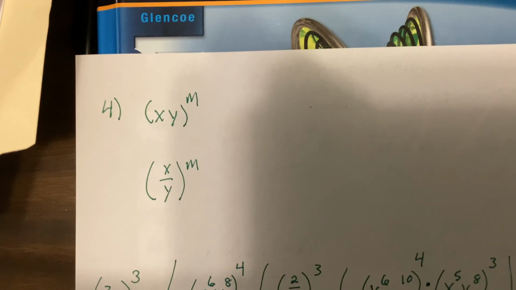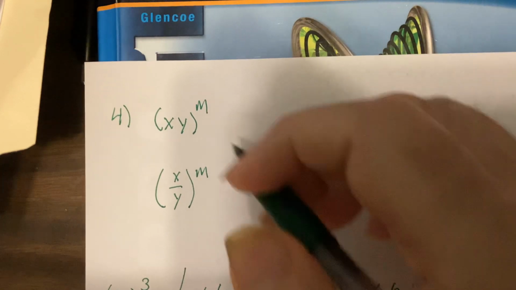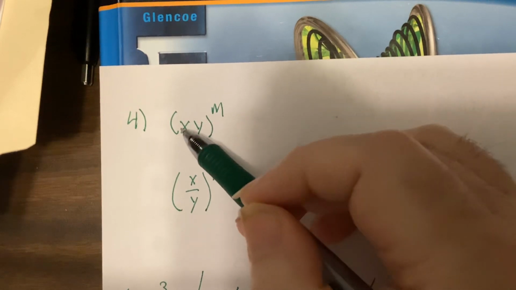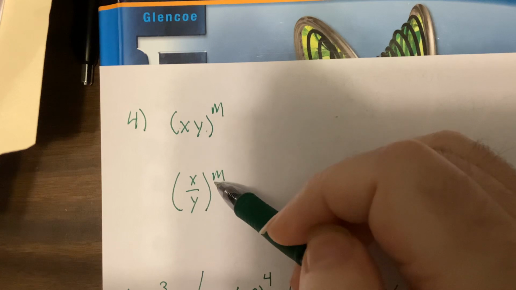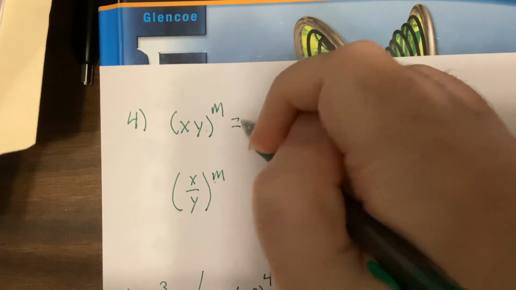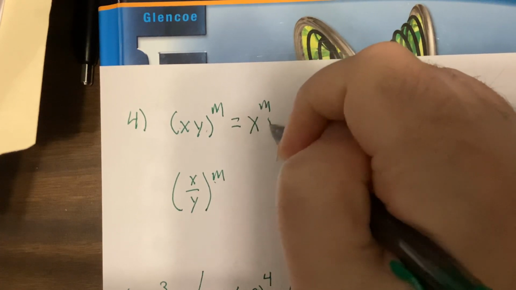Hey, Laws of Exponents Part 2. So we actually have two more laws, but they're in parts. So this one, what do you do when you have a product raised to a power? And what do you do when you have a fraction raised to a power? Well, you actually raise both to that power.